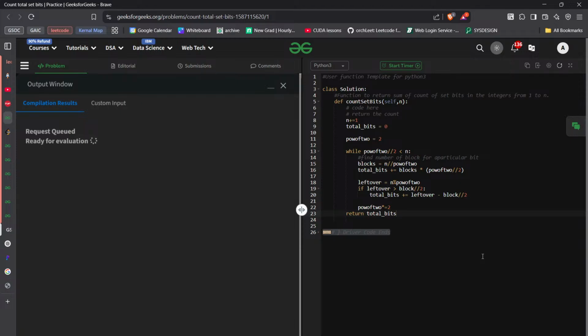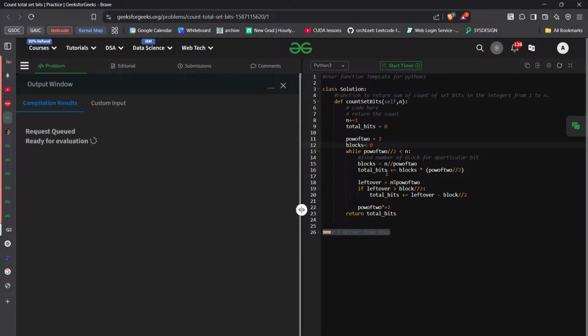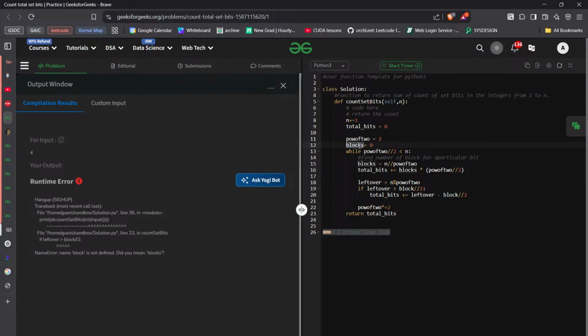I don't know if this is right. Block is not defined. Either block.